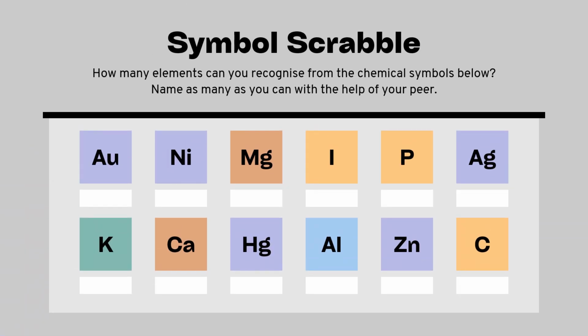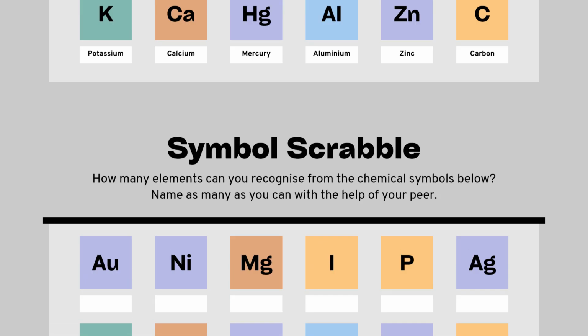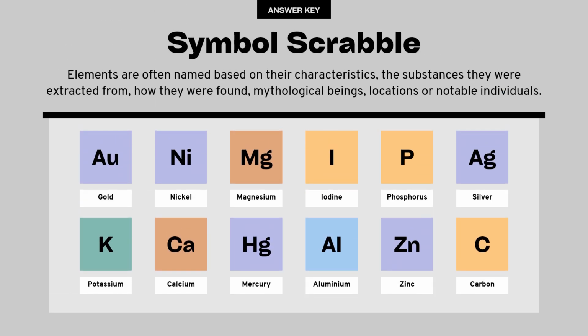Now here is the game, Symbol Scrabble. How many elements can you recognize from the chemical symbols below? You can pause this video and identify their names, and when you unpause you will get the answers. Now, Symbol Scrabble. These are the answers for the previous slide. Au is gold, Ni is nickel, magnesium is Mg, iodine is I, phosphorus is P, silver is Ag, K is potassium, calcium is Ca, Hg is mercury, aluminum is Al, zinc is Zn, and carbon is C.